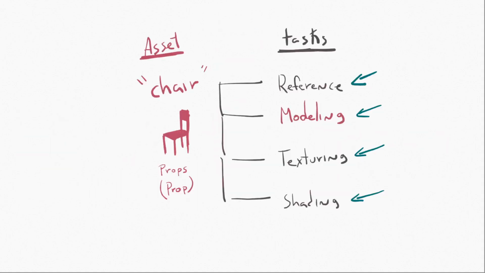If we take a look back, modeling is in between reference and texturing, right? So it receives stuff from reference and it delivers stuff to texturing.